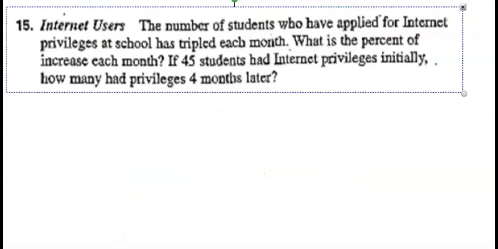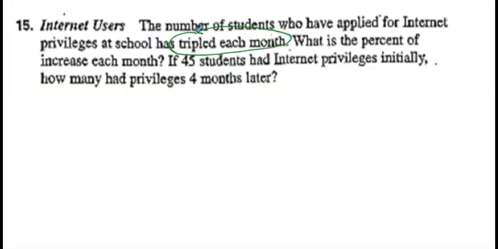All right, let's look at what else we got on here. There's a couple more I'll let you practice with, but here's one more we'll do together, number 15. The number of students who applied for internet has tripled each month. So there's your b value. It's tripling each month. What is the percent of increase each month? Well, this is your growth factor, so 3 minus 1 equals 2, so I'm increasing 200%. That's the percent of increase.